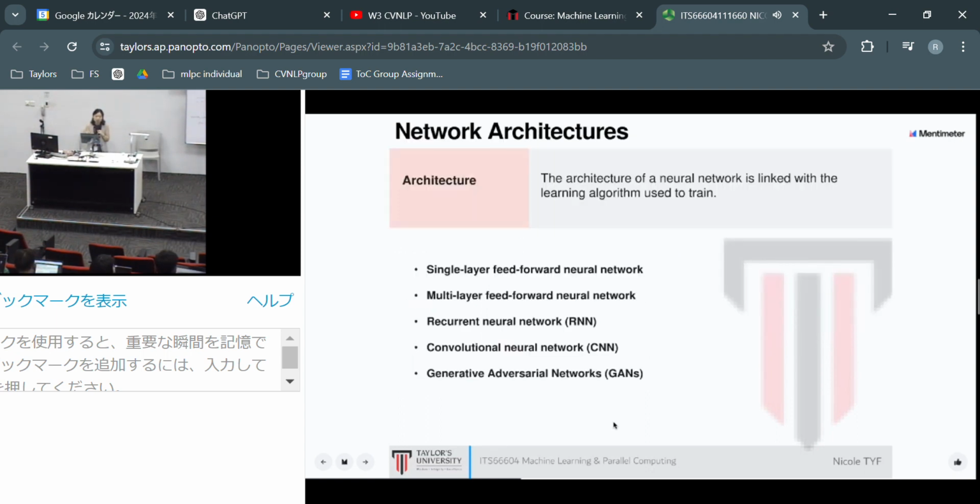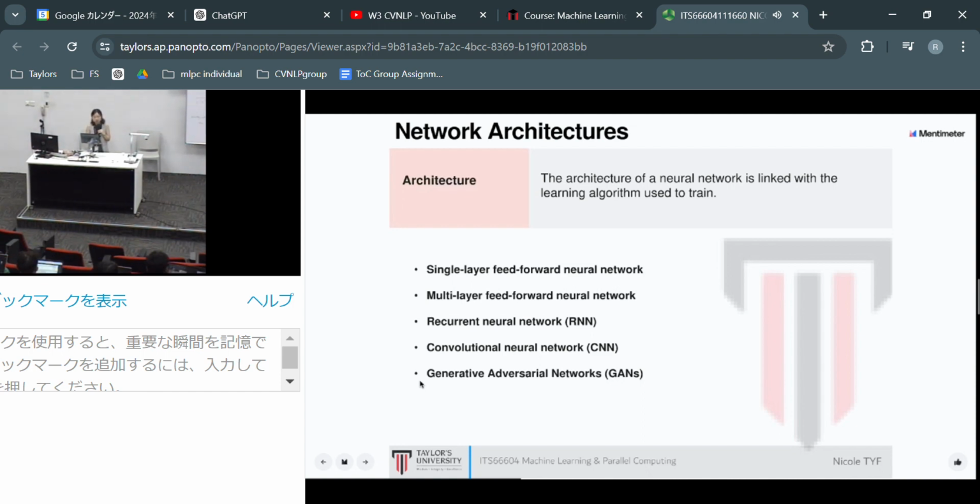So there are many types of neural network. The simplest type is single layer feed-forward neural network. We also have multiple layer feed-forward neural network, recurrent neural network, convolution neural network, and generative adversarial neural network. Of course, this is not an exhaustive list. There are more types of neural network and there are more to come. Therefore, these are some of the important ones which we want to introduce in this module.